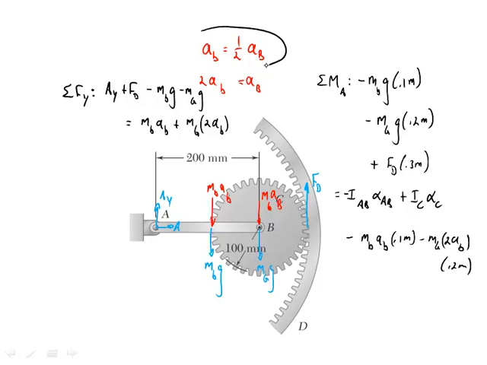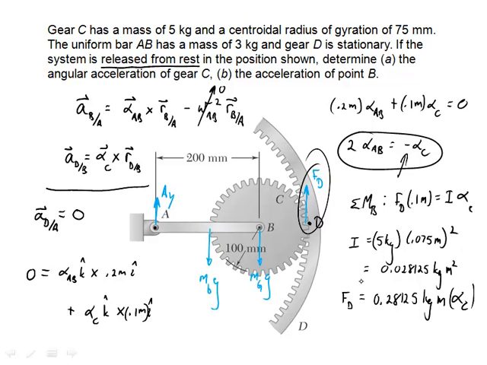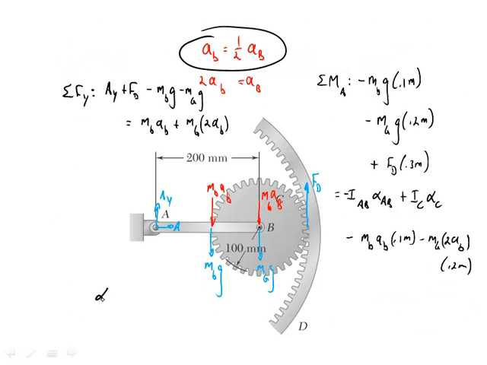And when I take this equation, combine it with this equation and this equation, then I should get alpha AB equal to 72.4 radians per second squared. 72.36 actually, and this is negative, it's in the clockwise direction.